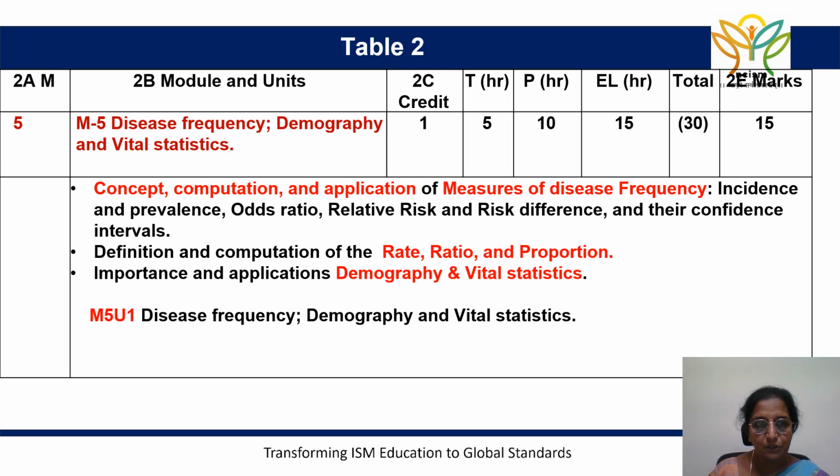So at the end of this module, the student should be able to understand the concept, must be able to compute and apply measures of disease frequency, must be able to calculate incidence and prevalence, odds ratio, relative risk, and risk difference, and their confidence intervals, must be able to define and compute rate, ratio, and proportion, must also understand the importance and applications of demography and vital statistics.